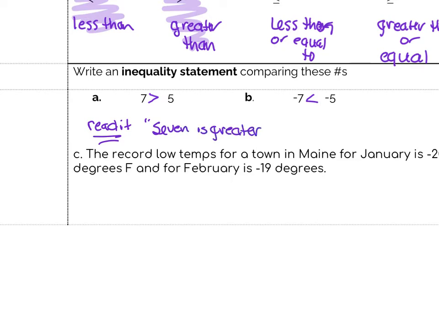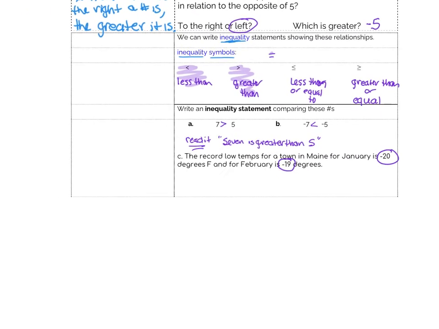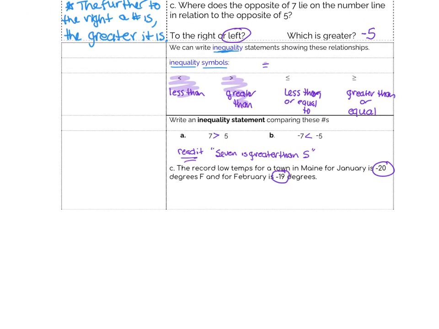All right. The record low temps for a town in Maine for January is negative 20 degrees Fahrenheit, and for February it's negative 19. So over here I'm going to say use a number line if needed.